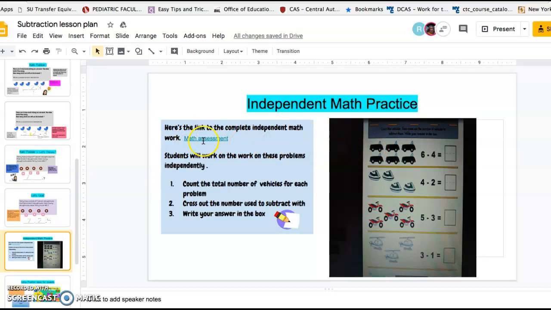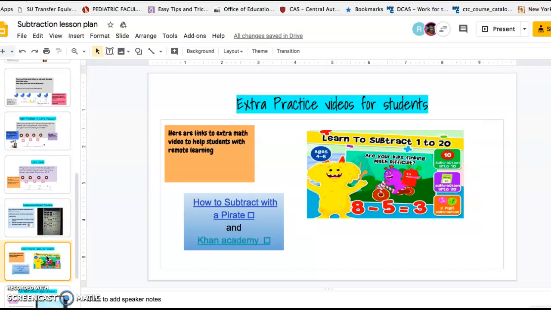And this is a separate link to the math assessment in full. I just took a screenshot so you can see what the assessment looks like. I have a set of directions here for students to look over, and we will be explaining it to them. And finally, these are resources for students that need extra practice.